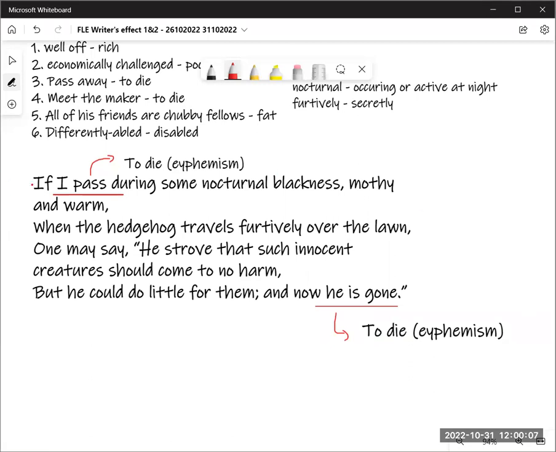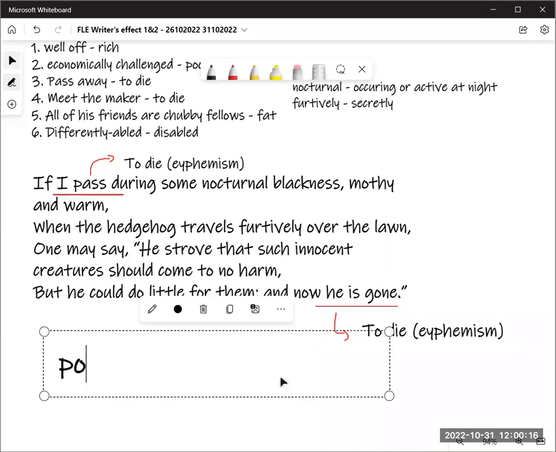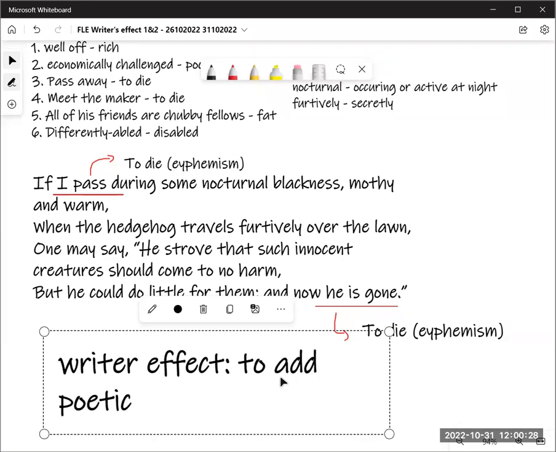Now we'll look at this. If I say if I die, right? What is more poetic: if I pass away or he is gone, or if I'm dead? What is more poetic? Pass away. Pass away. So the writer's effect basically will be to add poetic value to the stanza. So he's adding poetic value.